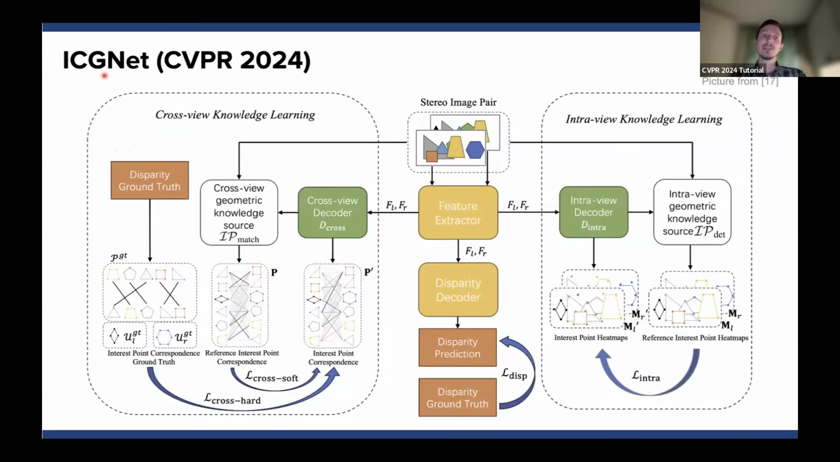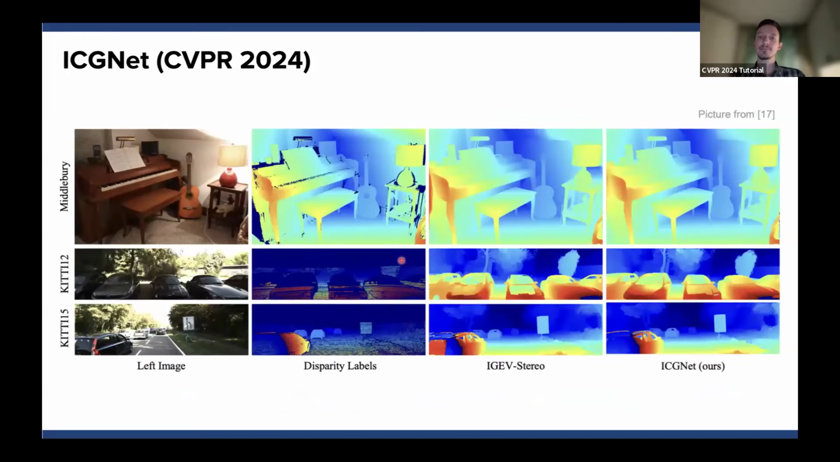Another one is ICGNet, which basically exploits both intra-view and cross-view knowledge about the matching task to improve stereo matching. And here we can see some results of ICGNet on the KITTI and Middlebury datasets with respect to iGev Stereo. We can appreciate how their proposal can still boost the accuracy a little further.